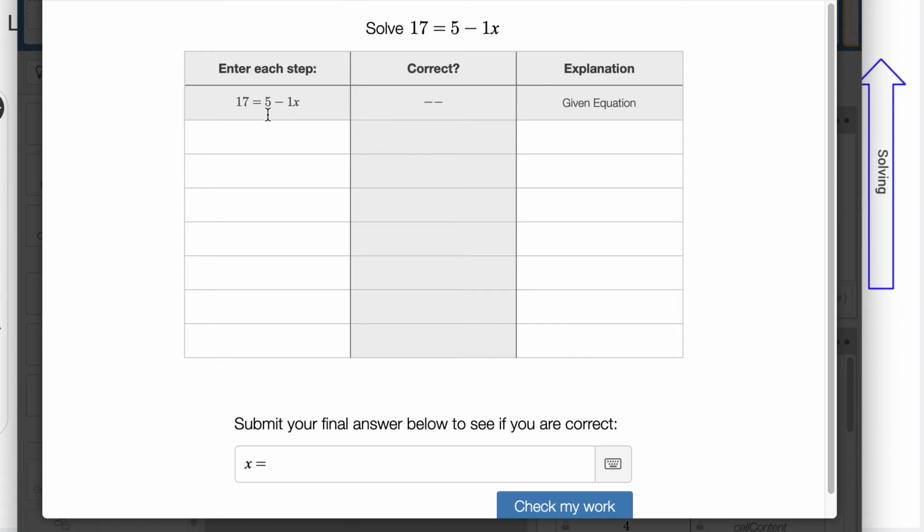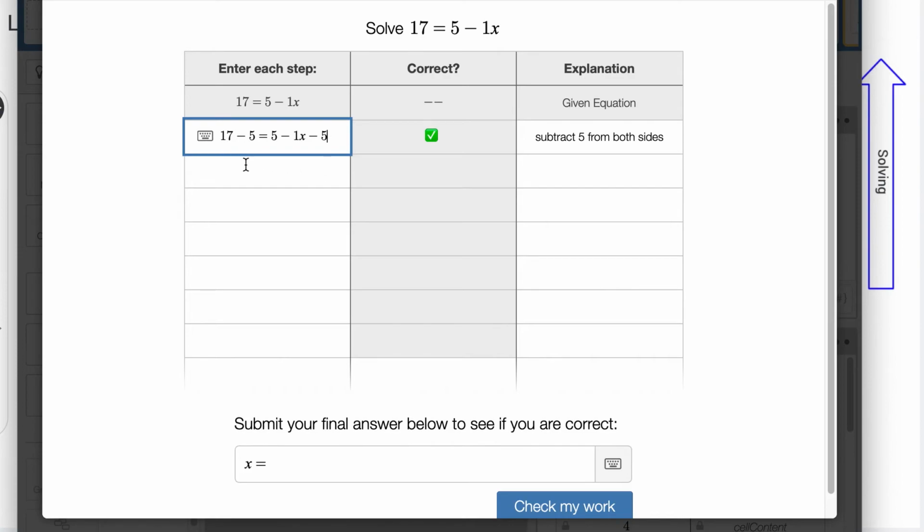The 5 is positive. So the first thing I have to do here is actually subtract 5 from both sides, okay? Because that's a positive 5. If I want it to go away, I have to put a negative 5. It's super tricky. So I'm going to copy and paste it and then subtract 5 from both sides.